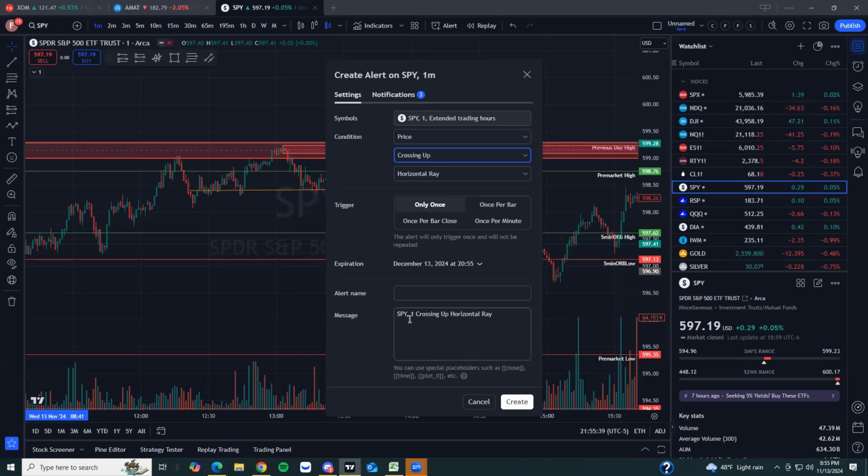And it even sends a message: SPY, one crossing up, horizontal ray. You can have it say whatever you want. You can say crossing up, pre-market high, create.